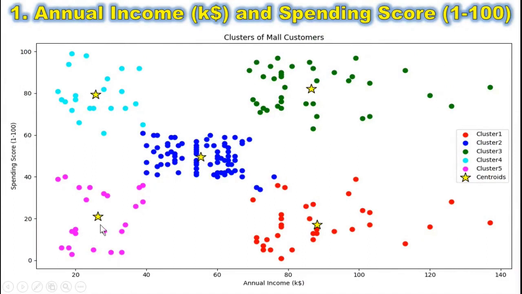This is the graph result of k-means clustering of the 2 features, annual income and spending score, with 5 clusters. The red dots are cluster number 1. The blue dots are cluster number 2. The green dots are cluster number 3. The cyan dots are cluster number 4. The magenta dots are cluster number 5. The stars represent the centroids or centers of every cluster.